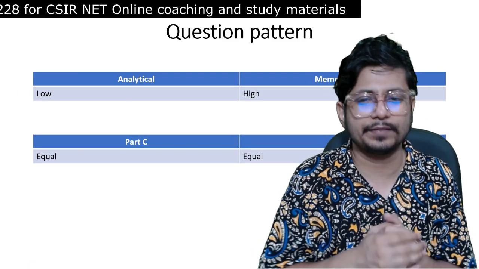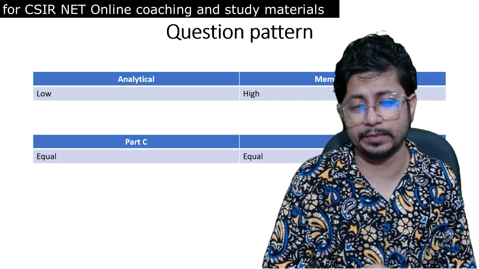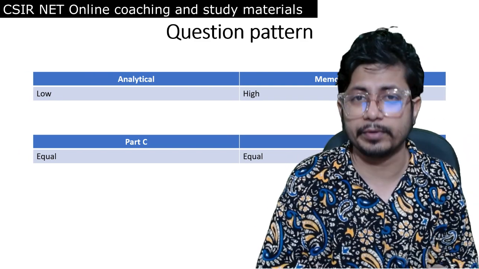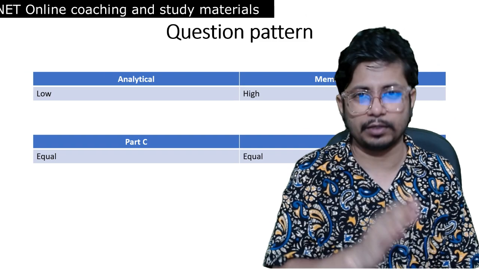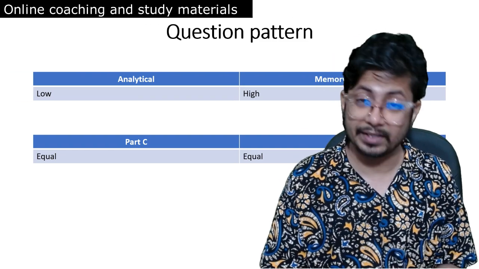Next is the distribution of part B and part C, almost equal distribution, but the thing is, even in the part C questions of unit 4, you need a considerable amount of memory in order to answer many questions. Keep this in your mind.